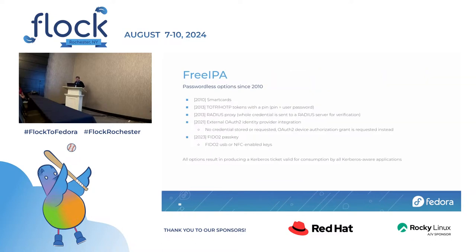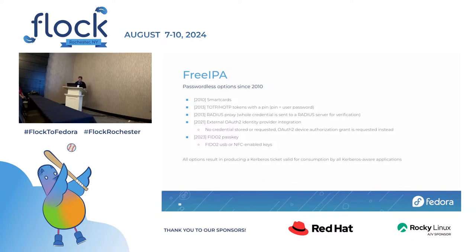And basically, FreeIPA has had one way or another of doing passwordless since 2010. So almost 15 years now. It started with smart cards, then we extended it with TOTP and HOTP tokens. This is what Fedora contributors are using, if they want to have some additional security. And that feature is built around the use of RADIUS in the backend. So we have kind of RADIUS proxying to an external one. This is not something that Fedora is using, but some customers of Red Hat are using a lot.